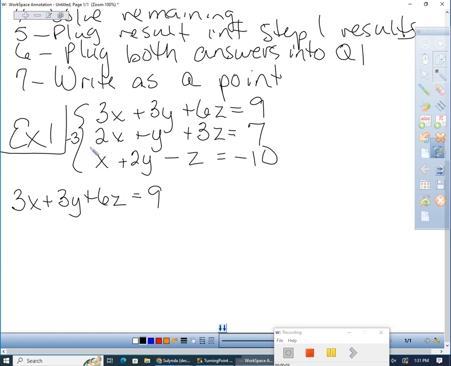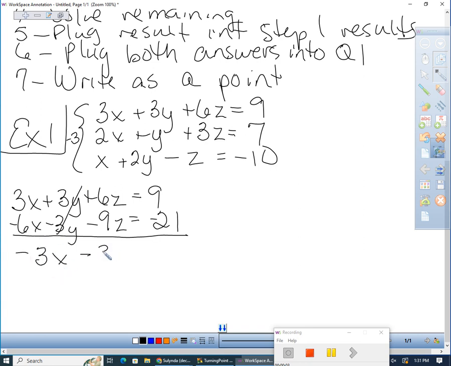Now we're going to multiply the second equation by a negative 3. So negative 6x minus 3y minus 9z equals negative 21. We multiply it all the way through by negative 3. Adding these together, the y's are going to drop out. I have negative 3x minus 3z equals negative 12, right? Everybody agree? Double check my math. Okay.